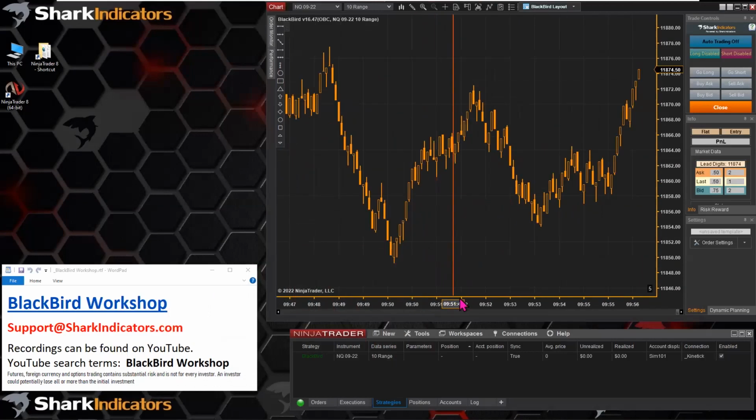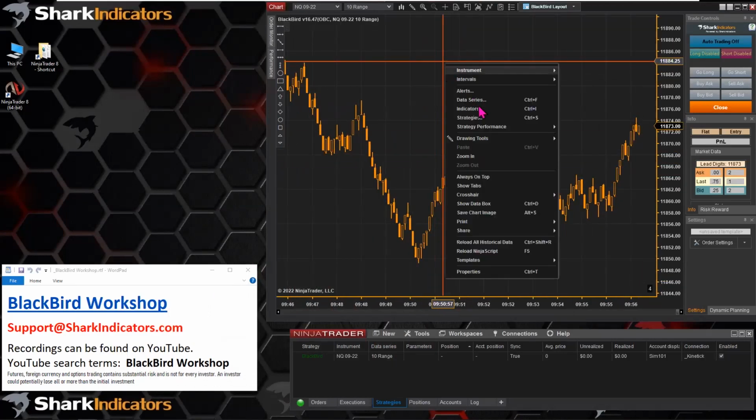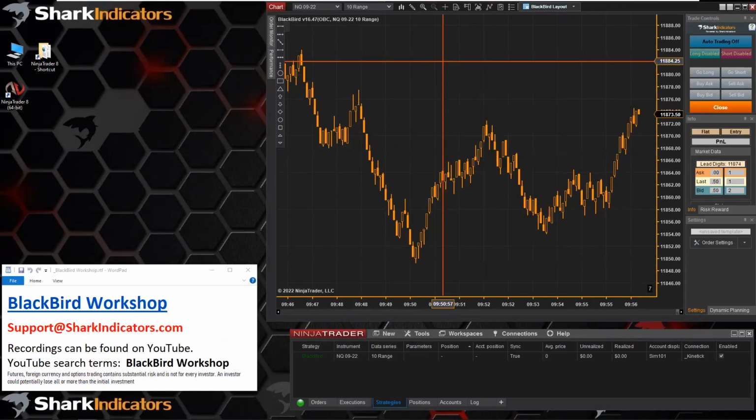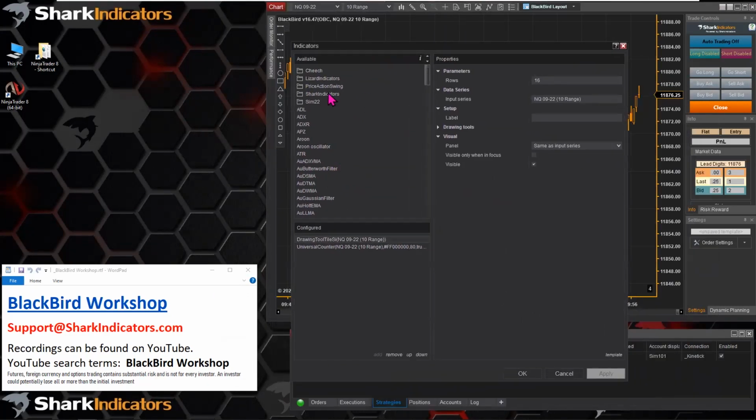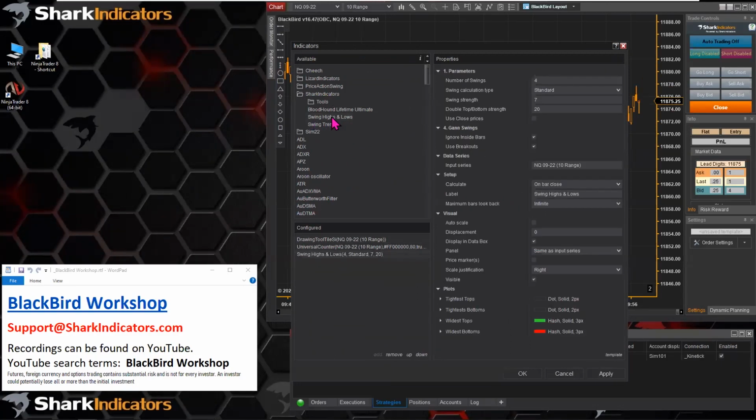Although first, let's get a swing point indicator on the chart, so we have a visual element here. I'm going to use the swing highs and lows as this swing point indicator. And let's see, I'm going to knock the number of swings down to 2. Actually, you know what? For this question, I'm going to leave it at 4.